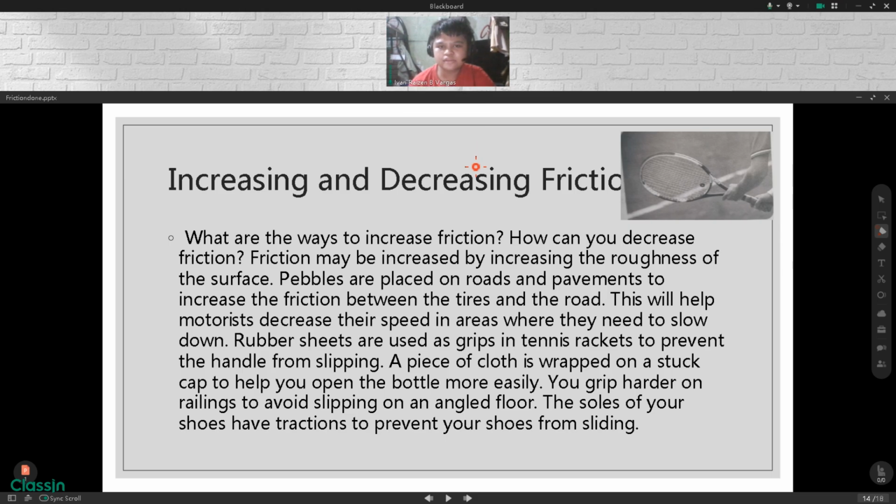Now we will talk about increasing and decreasing friction. What are the ways to increase friction? How can you decrease friction?